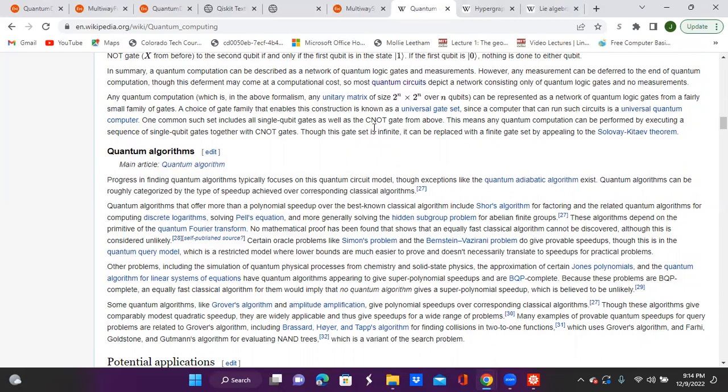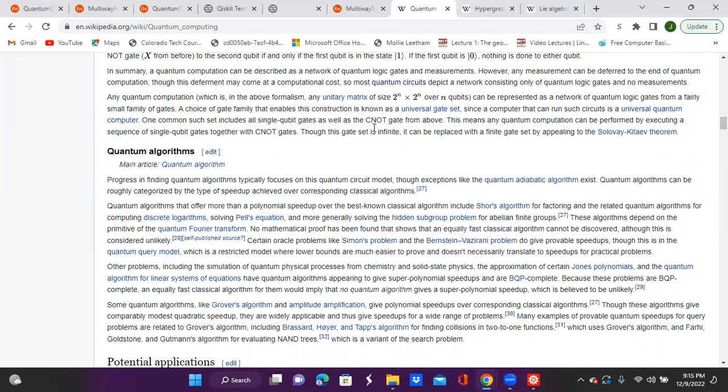However, any measurement can be deferred to the end of the quantum computation, though this deferment may come at a computational cost. So most quantum circuits depict a network consisting only of quantum logic gates and no measurements. Any quantum computation, which is, in the above formalism, any unitary matrix of size 2 to the n by 2 to the n on n qubits, can be represented as a network of quantum logic gates from a fairly small family of gates.